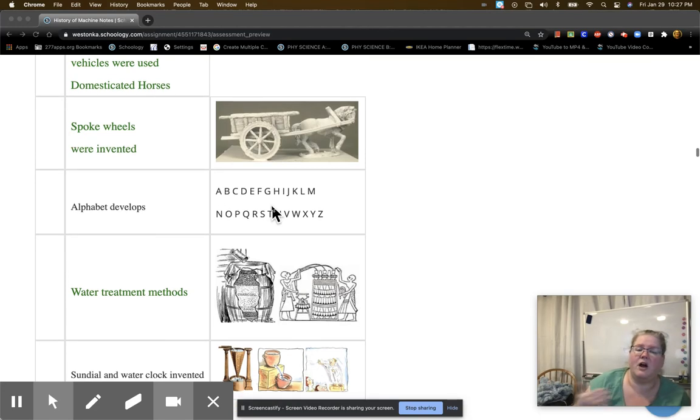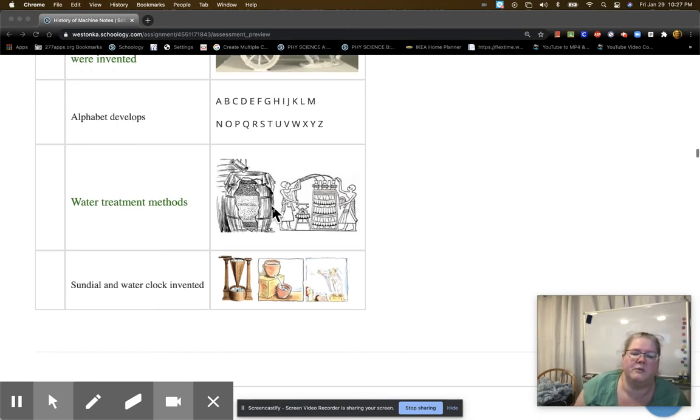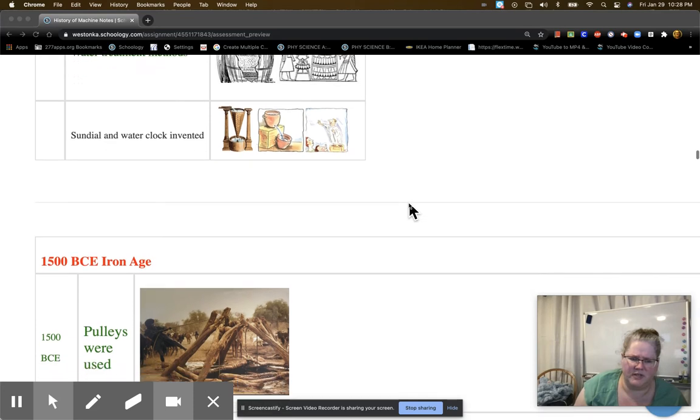The development of our alphabet. Water treatments. We knew that things in the water can make us sick. We didn't know why. We didn't have a microscope to see all the microorganisms in there, but we have evidence of the first filtration systems. Sundials and water clocks were invented.